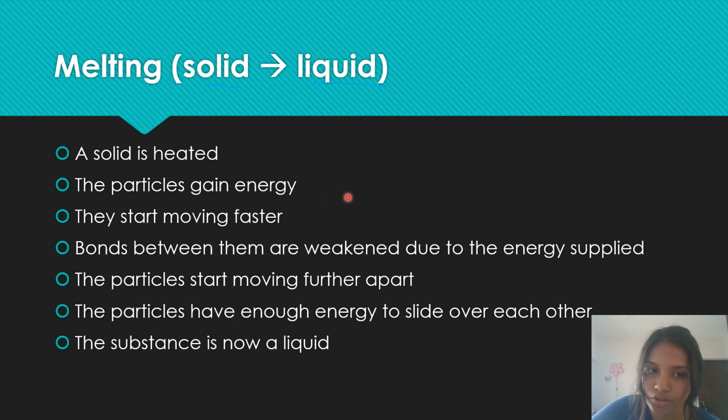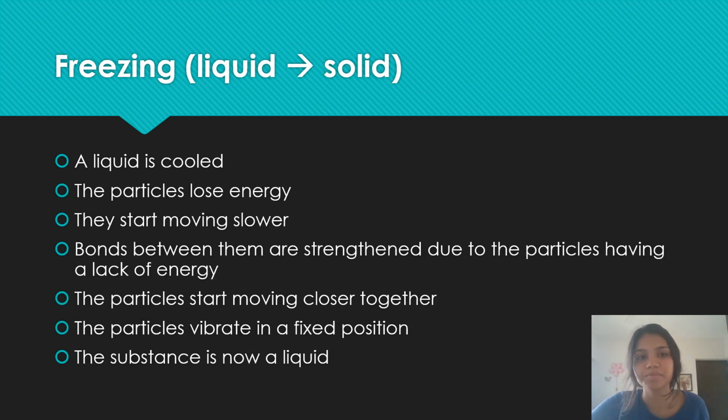So the particles gain energy, they start moving faster, higher kinetic energy. Kinetic energy is movement energy. So they start vibrating faster. The bonds between them, which are basically forces of attraction, you can use bonds or forces of attraction, are weakened due to the energy supplied to them. Now, what happens when the forces of attraction get weakened? The particles move further apart. They're not attracted to each other that strongly anymore, and the particles have enough energy to slide over each other. And which state of matter has particles that slide over each other? Liquid. So the substance is now officially a liquid. That's just how easy it is.